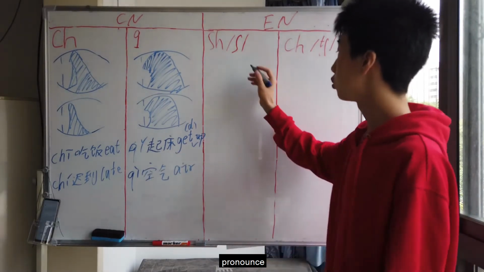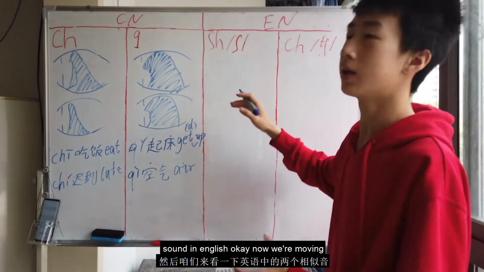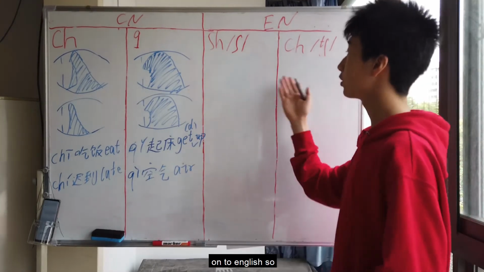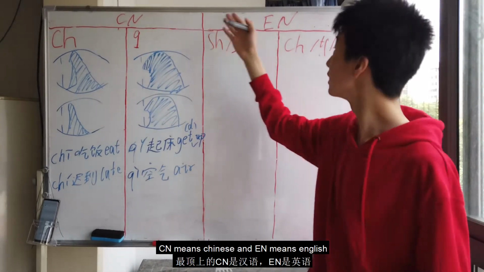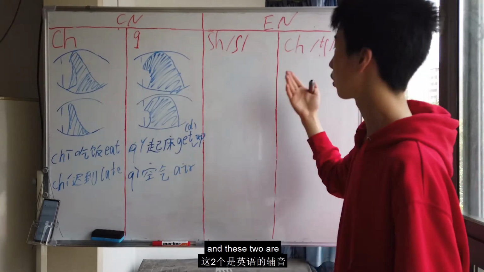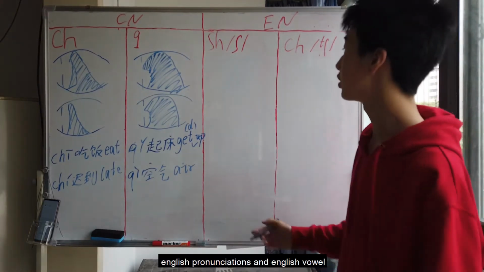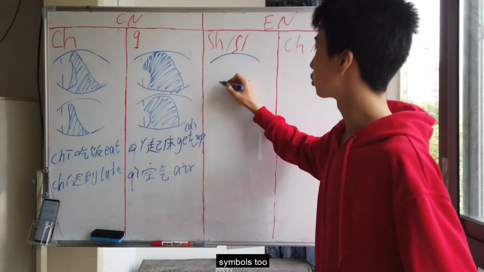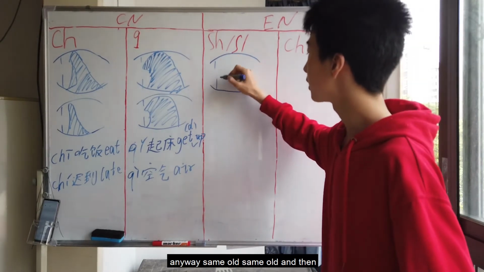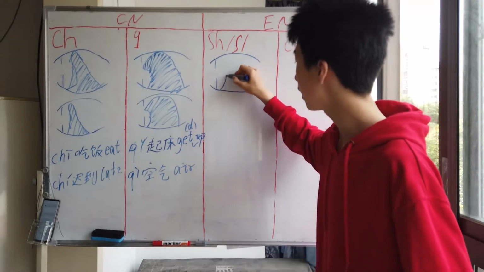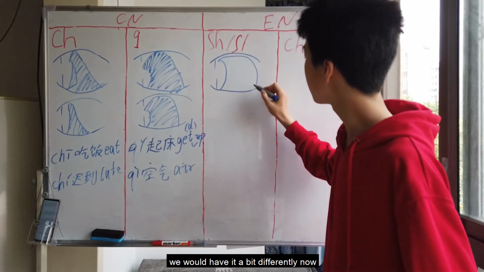Then let's get to the sh sound in English. Okay, now we're moving on to English. So xian means Chinese and yan means English, and these two are English pronunciations and English vowel symbols too. So anyway, same old, and then we would have it a bit differently.